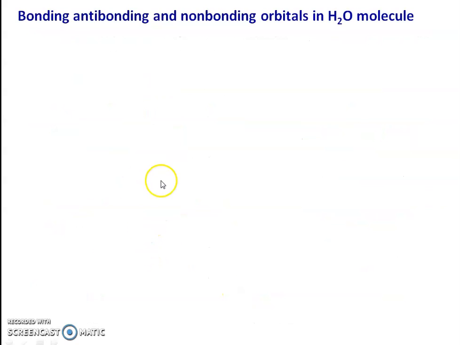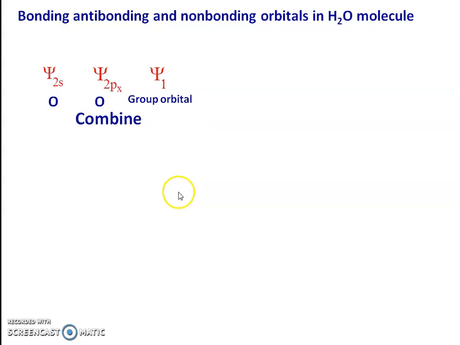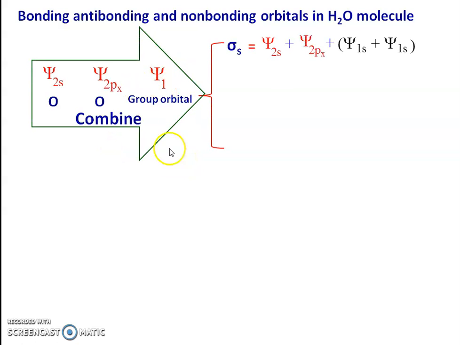So the summary of the formation of molecular orbitals in water is: in the water molecule there are bonding molecular orbitals, anti-bonding molecular orbitals, and non-bonding molecular orbitals. Now here, the psi 2s atomic orbital of oxygen combines with the psi 2px atomic orbital of oxygen and the psi 1 group orbital, and the in phase plus plus combination results in the formation of the sigma s molecular orbital. Similarly, these combine and form the sigma x molecular orbital.